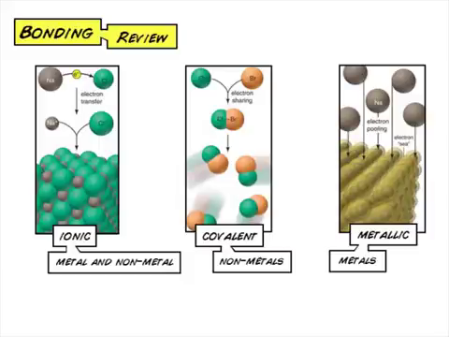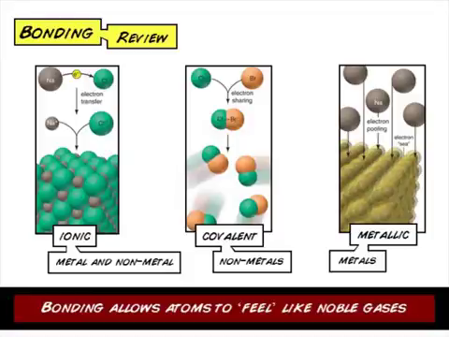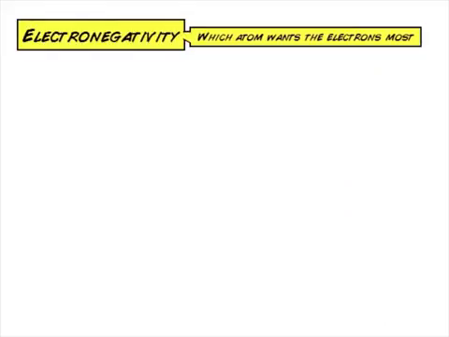In each of these situations, the driving force behind bonding is the ability for the atoms involved to attain noble gas-like status. In essence, bonding allows atoms to feel like noble gases. In order to explain why some compounds are ionic and others are covalent, we use the concept of electronegativity. Electronegativity is a measure of how much an atom wants an electron.